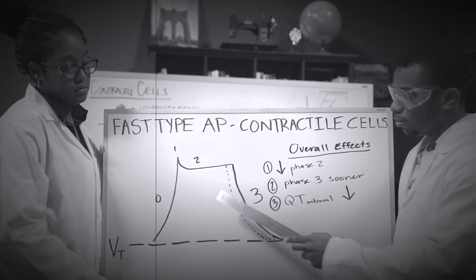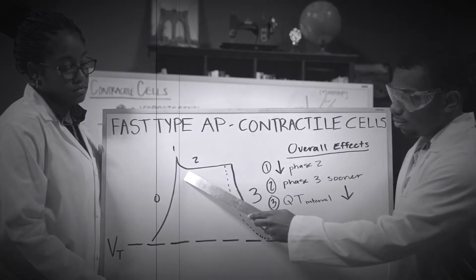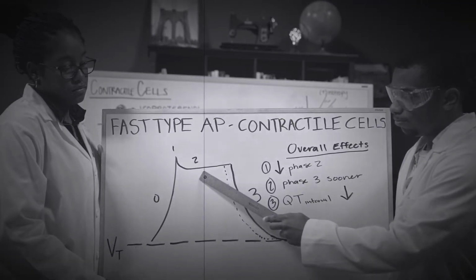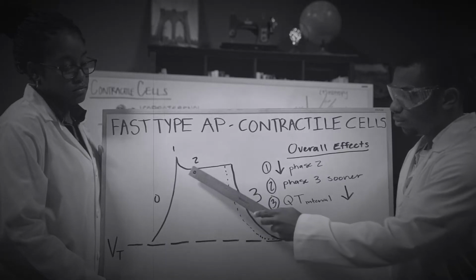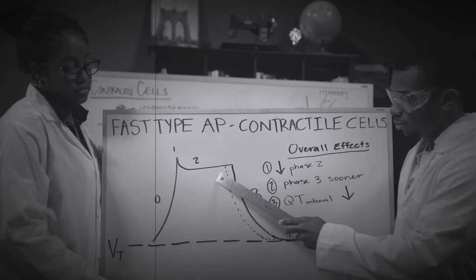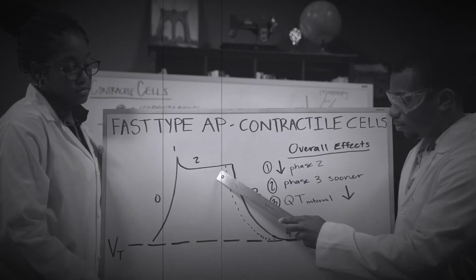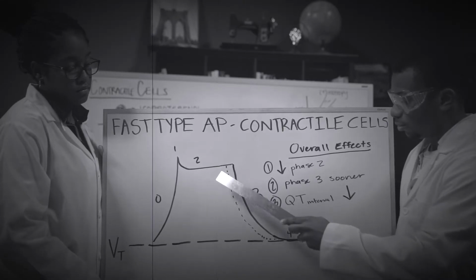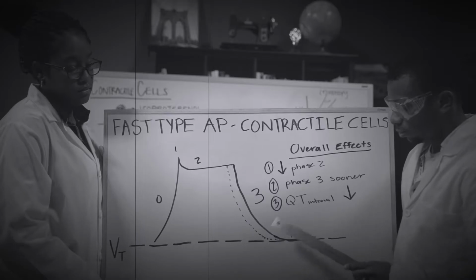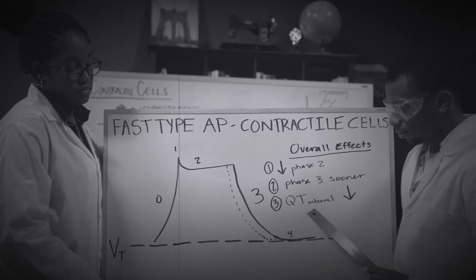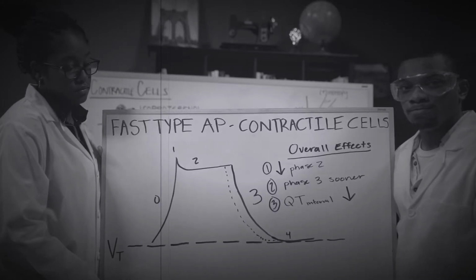As heart rate increases, there is an accumulation of calcium in the cell. The high calcium levels deactivate LTCCs and cause calcium-dependent potassium channels to open. This leads to a shorter phase 2 plateau, causing phase 3 repolarization to occur sooner. This will lead to an observed decrease in the QT interval.